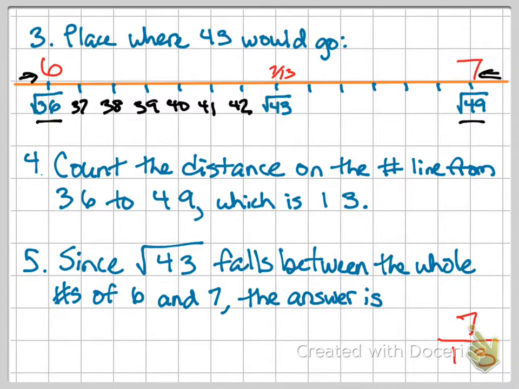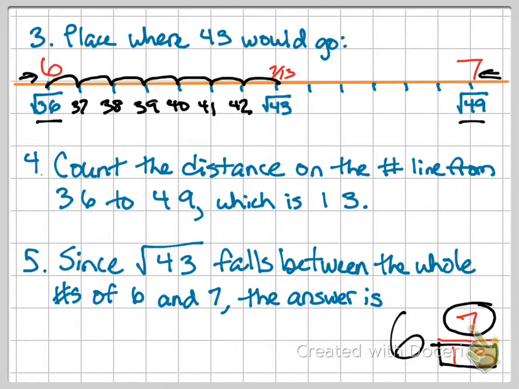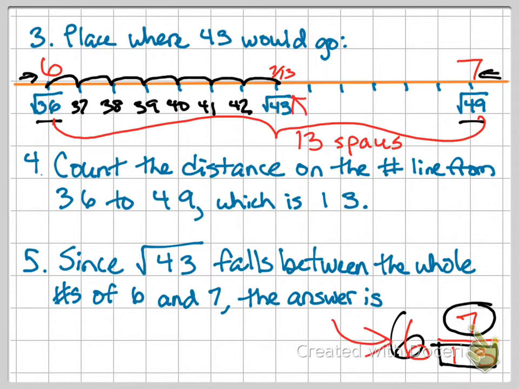Put it there, and then count and see how far away it is from the left-hand side of the square root of 36. If you do that, you will see that you are 1, 2, 3, 4, 5, 6, 7 spaces. That's what this number represents. The 13 represents the distance between 36 and 49. The answer is 6 7/13. Isn't that pretty cool?